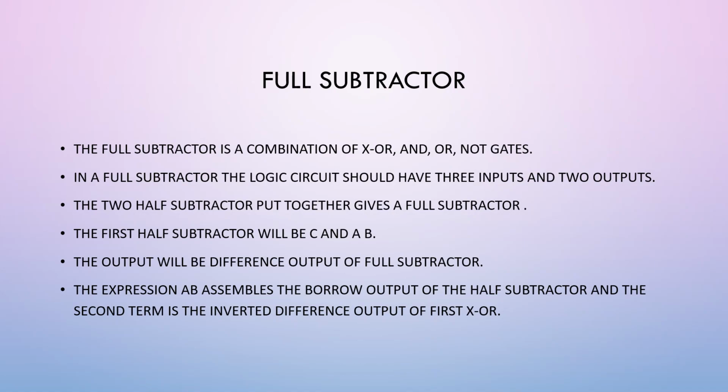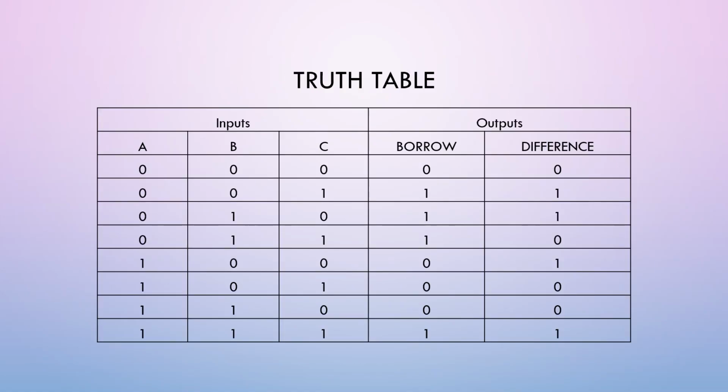The first half subtractor will take C and B. The output will be the difference output of the full subtractor. The expression AB represents the borrow output of the half subtractor, and the second term is the inverted difference output of the first XOR.